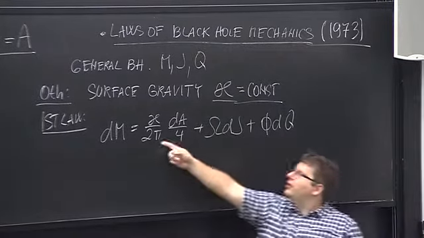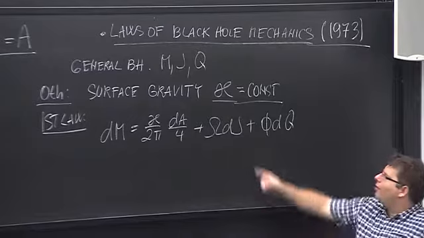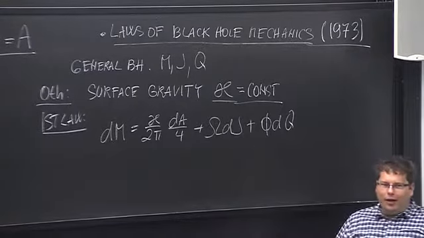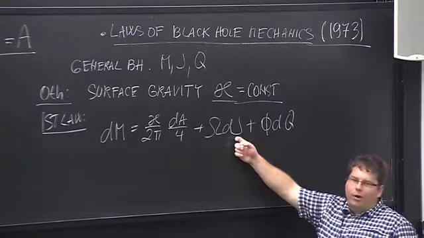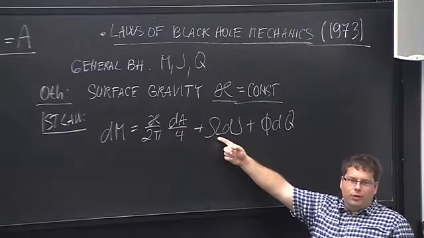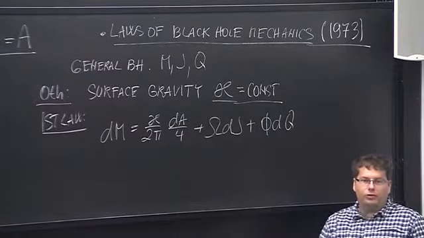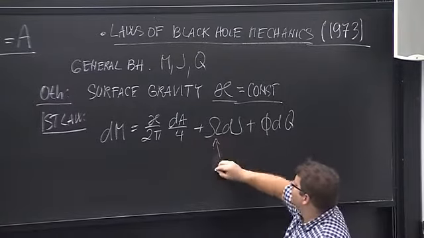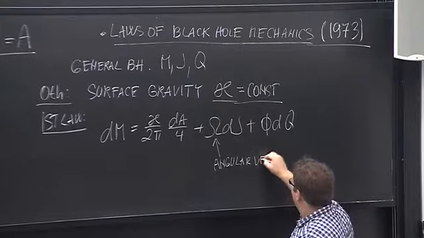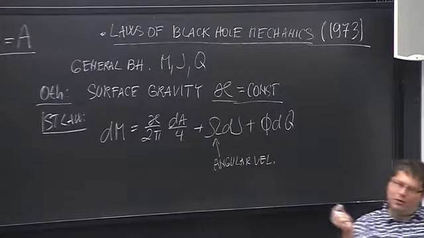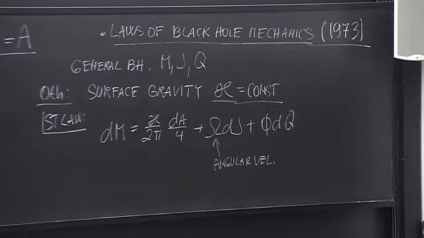So we already know this term. Now we are varying the angular momentum of the black hole, and this is the corresponding angular velocity of the horizon. So this is the angular velocity. Basically, how fast is your black hole rotating on the horizon?